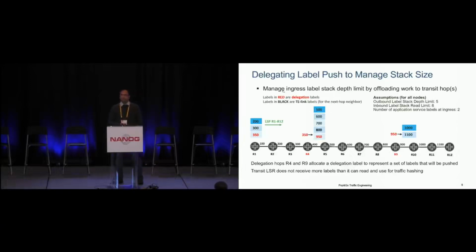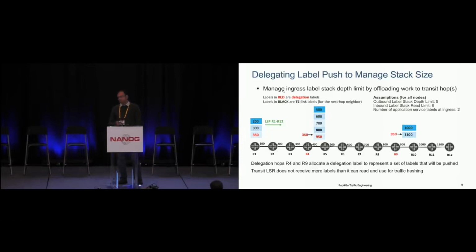So now the next question obviously is, we have introduced label stacking on RSVP, and you just talked about limitations of number of labels that a box can push. What's the catch? So we have this automated way of delegating a label stack push.